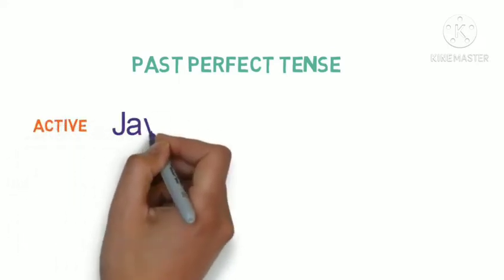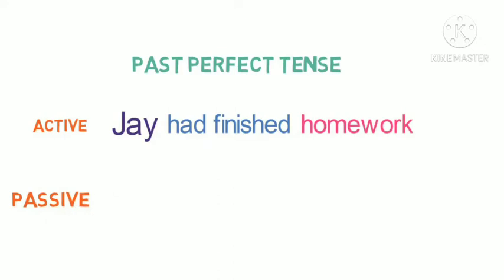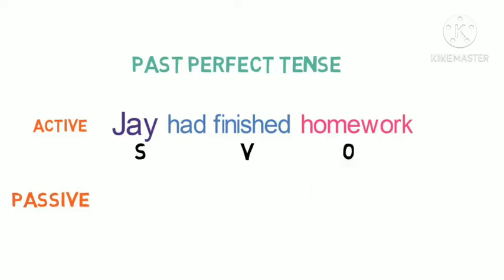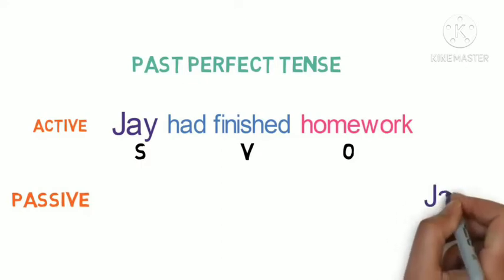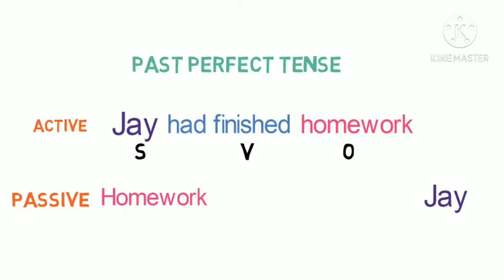Then in past perfect tense, active voice, Jai had finished homework. So from this sentence, we need to identify subject, verb, object. Jai subject, finished verb, and homework object. So we need to interchange the subject and object. So Jai will become object and homework will become subject.